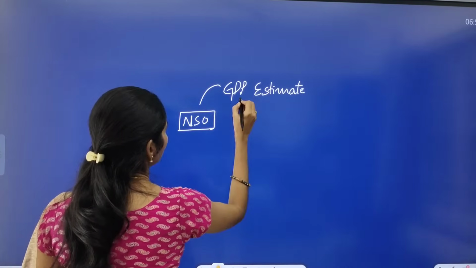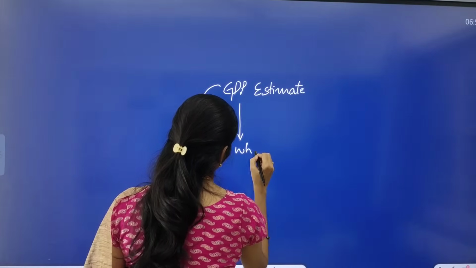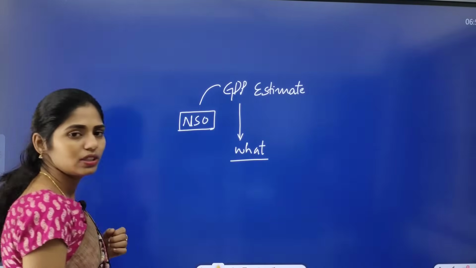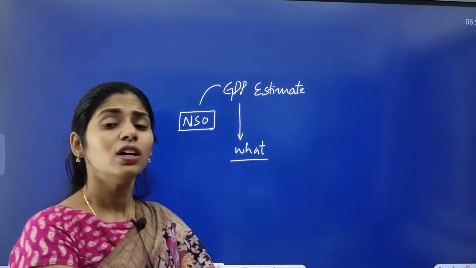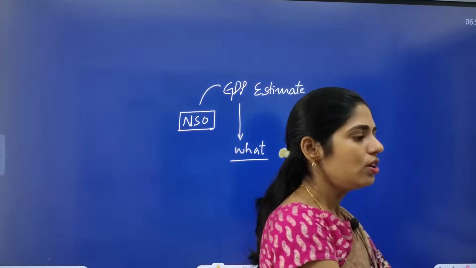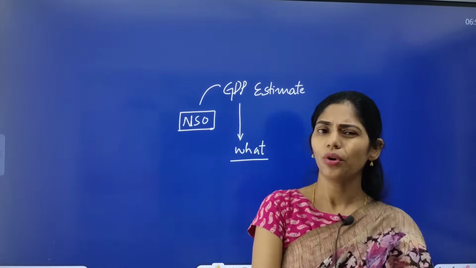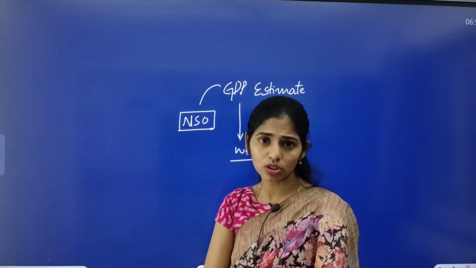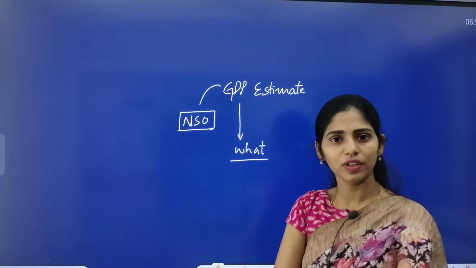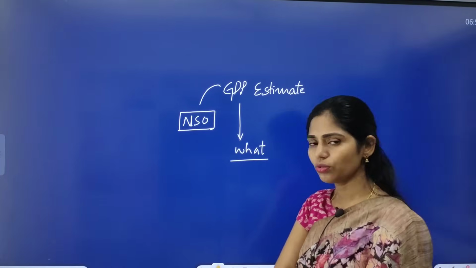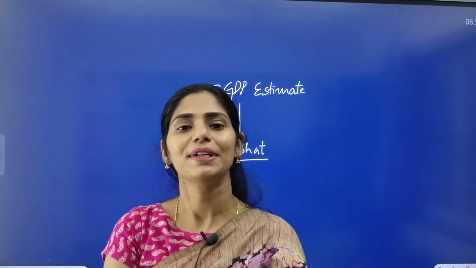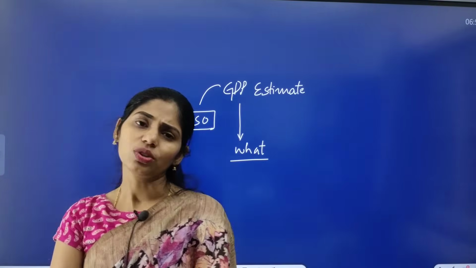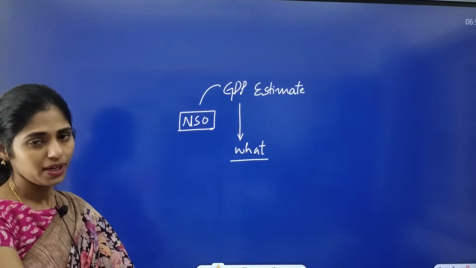Like, what is GDP? GDP is nothing but gross domestic product. If you see this gross domestic product, what does it mean exactly? It is the total value of final goods and services which are produced in a country within 1 year. Within 1 year, what goods and services are produced? I am talking about final goods, not intermediate goods. And the total value comes under this GDP.